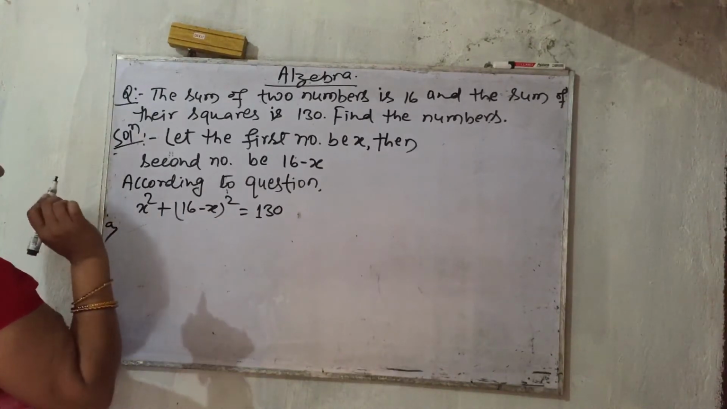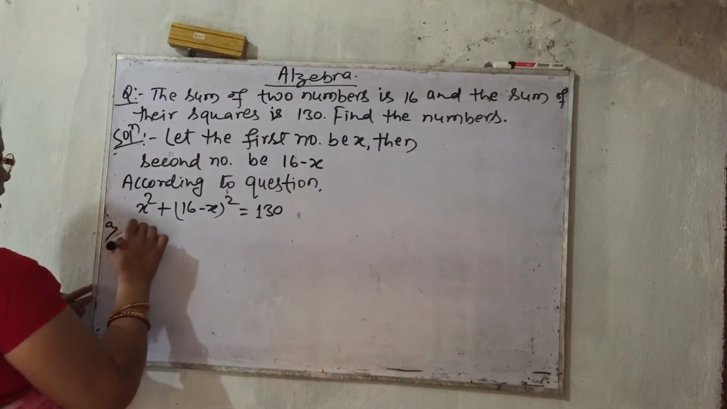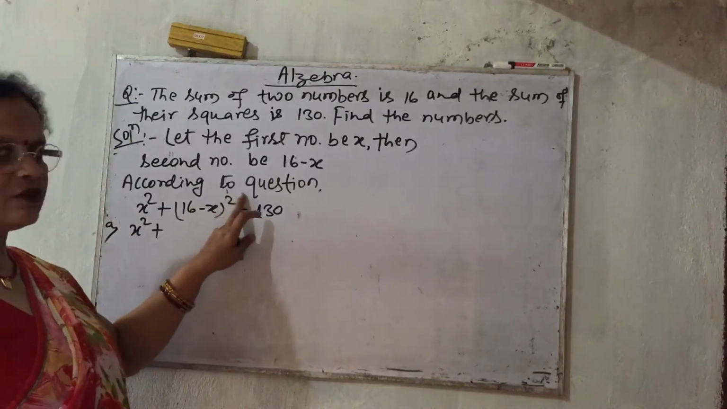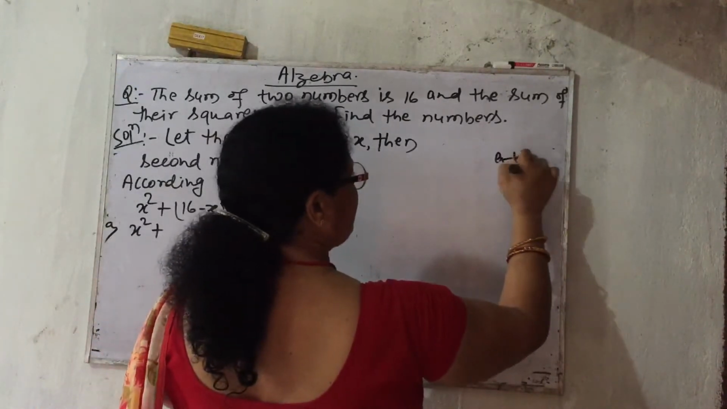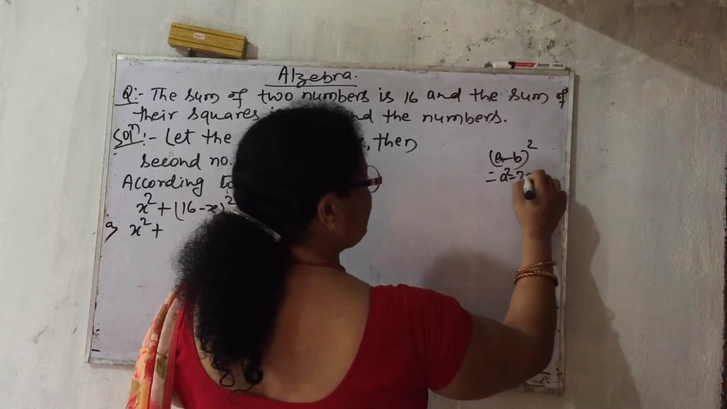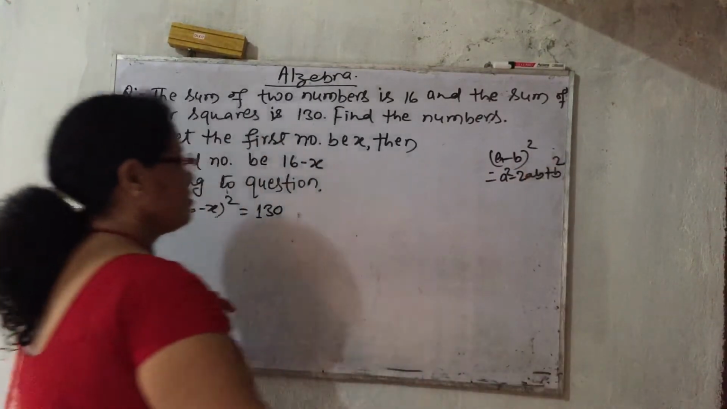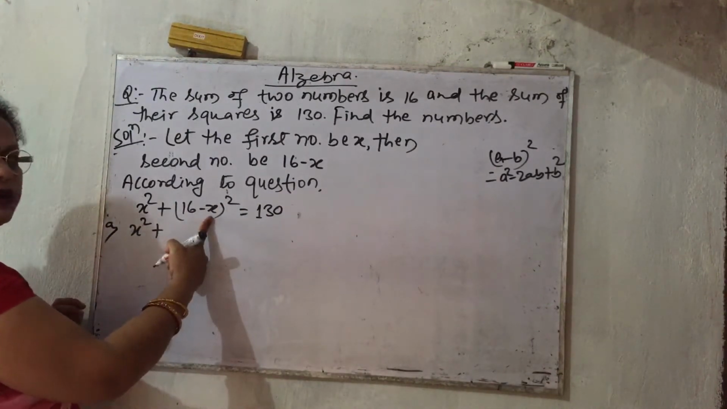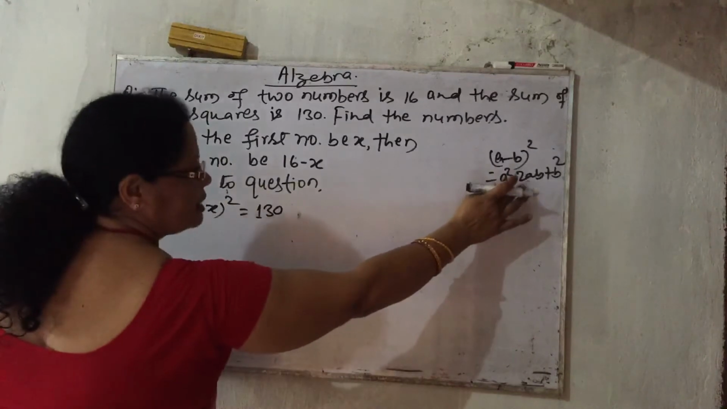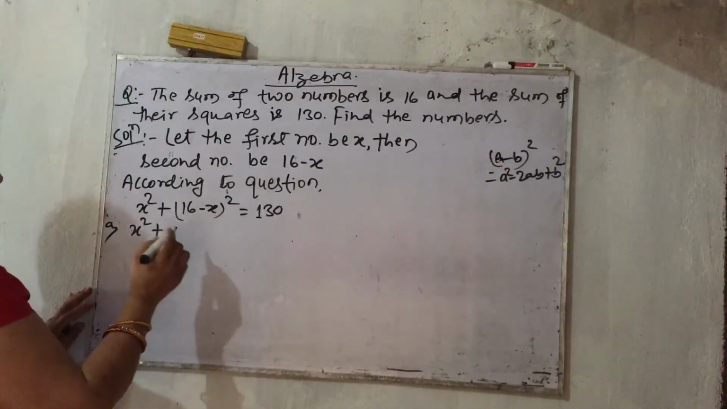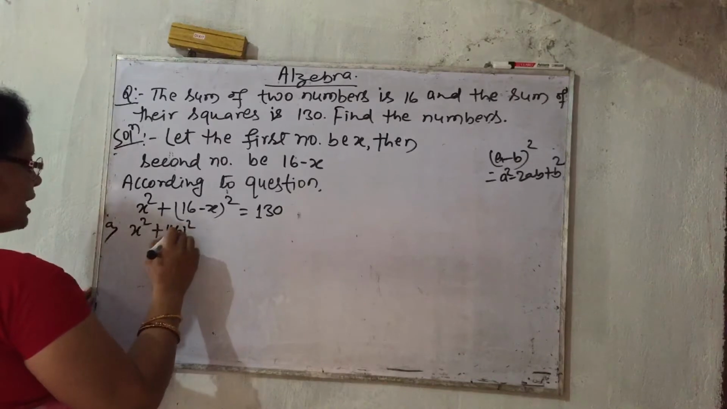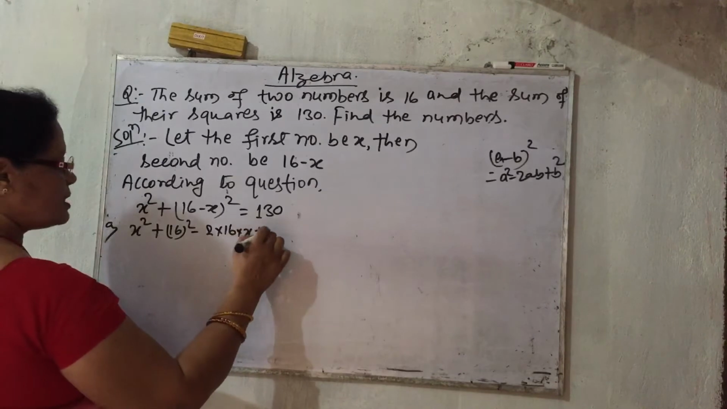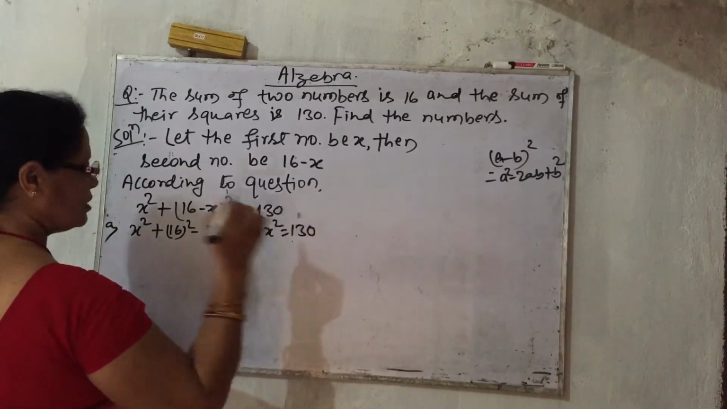So it will be x square plus (16 minus x) whole square. It is in the form of (a minus b) whole square, and (a minus b) whole square equals a square minus 2ab plus b square. Instead of a we have 16 and instead of b we have x. So 16 square, which is a square, minus 2ab, plus b square, equals 130.